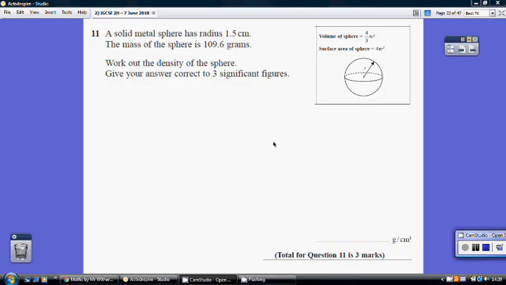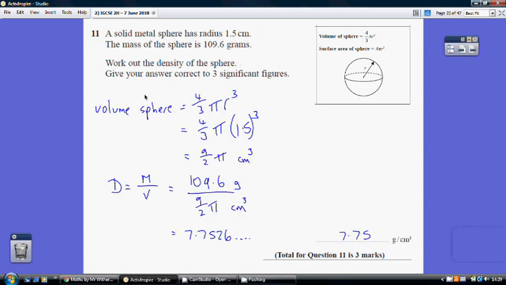Question 11. Now note how I'm utilising one of the formulas that were given at the front of the paper. So we've got to work out the density of the sphere. Density equals mass divided by volume. So I'm going to need to work out the volume of the sphere using the given formula. So the volume of the sphere is 4/3 pi r cubed. We're told that the radius is 1.5. So that's 4/3 times pi times 1.5 cubed, which is 9/2 pi.